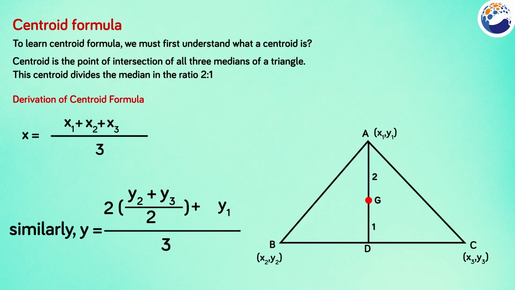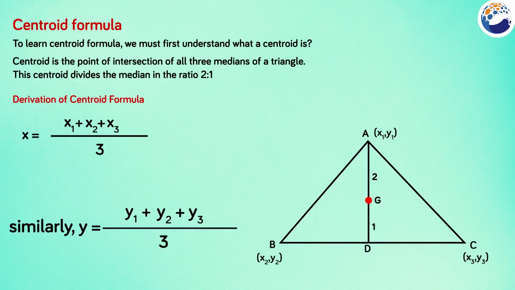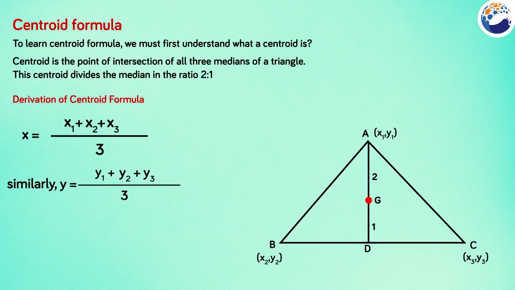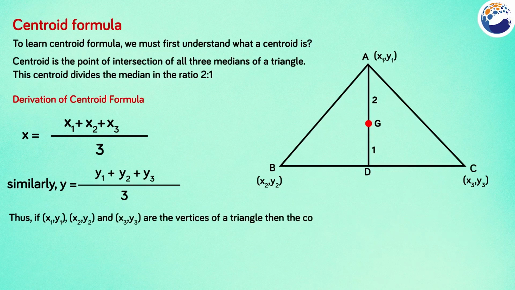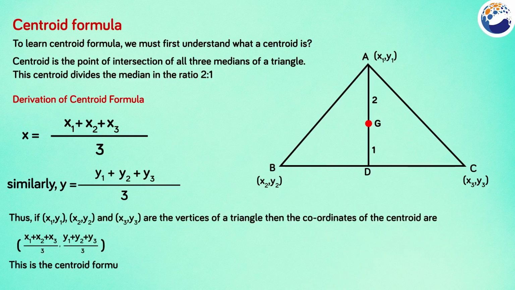Similarly, y is equal to (y1 plus y2 plus y3) upon 3. Thus, if (x1, y1), (x2, y2) and (x3, y3) are the vertices of a triangle, then the coordinates of the centroid are ((x1 plus x2 plus x3) upon 3, (y1 plus y2 plus y3) upon 3). This is the centroid formula.